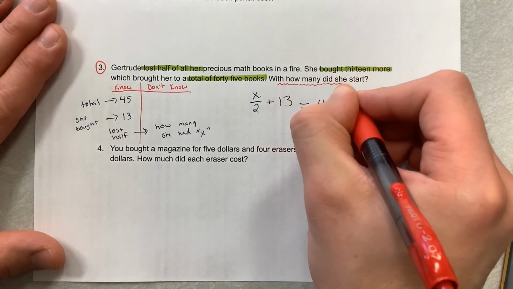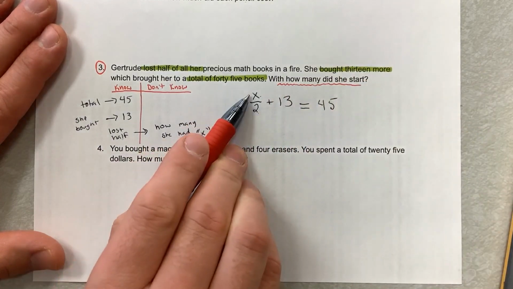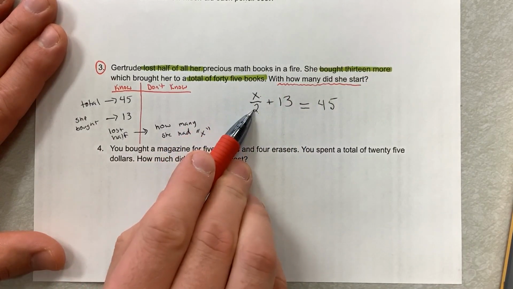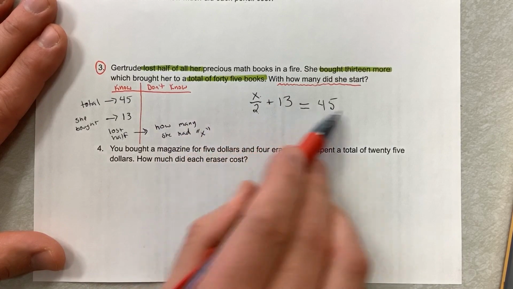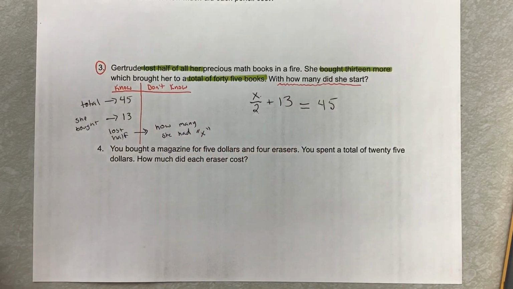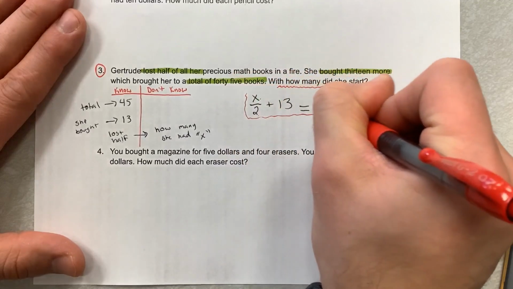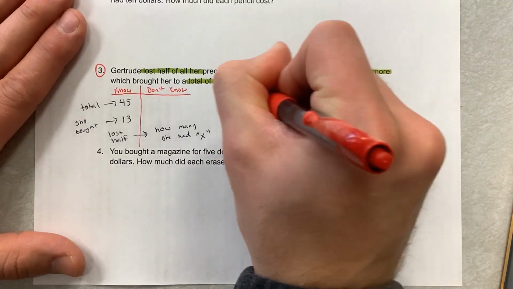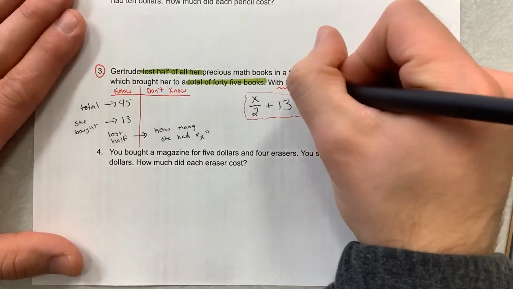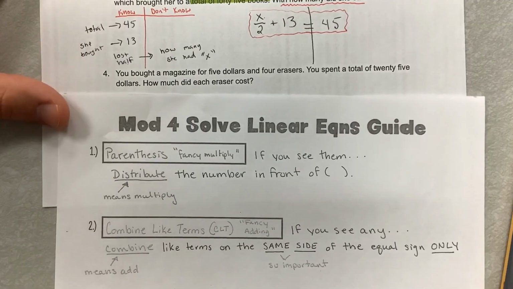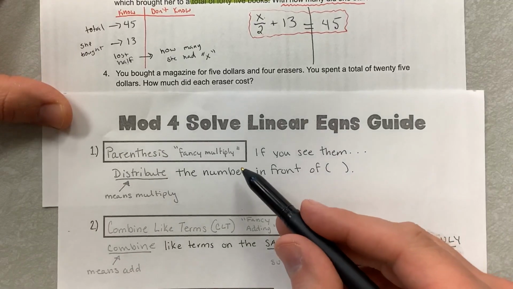How many books did she start with? We don't know how many she started with. X. We divided by 2 because she lost them in a fire. She bought 13 more, and her ending total is 45. Let's solve it. And this right here, guys, just so we know, this is my correct setup of an equation. Well, here we go. I got my equation bar. Parentheses, I have no parentheses, so we can skip them.